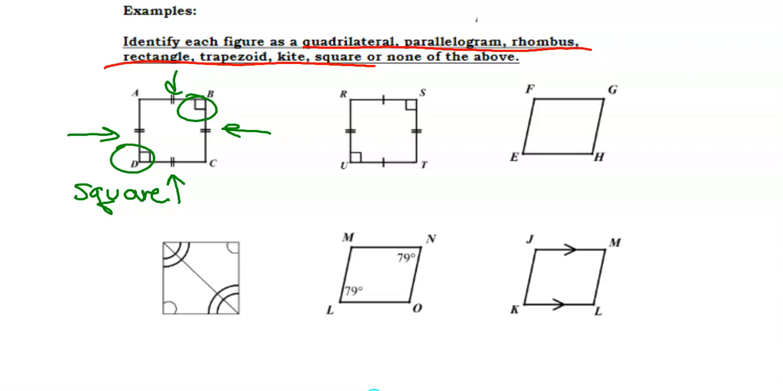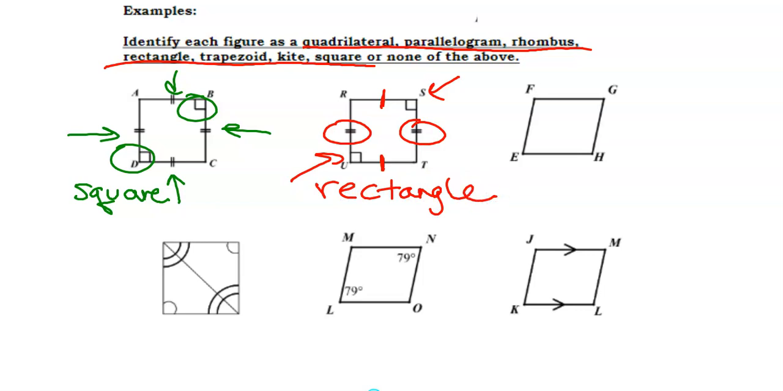Okay, all right, for the next one, let's look now. So look at the dashes. These are 2 dashes, and these are only 1 dash. So that means that the sides are not congruent, but we have the 90 degrees. So therefore it is a rectangle.